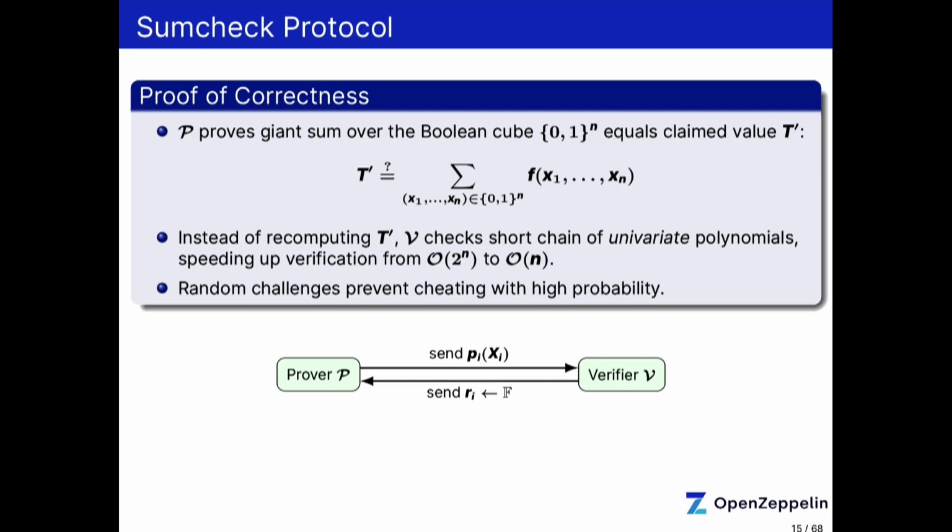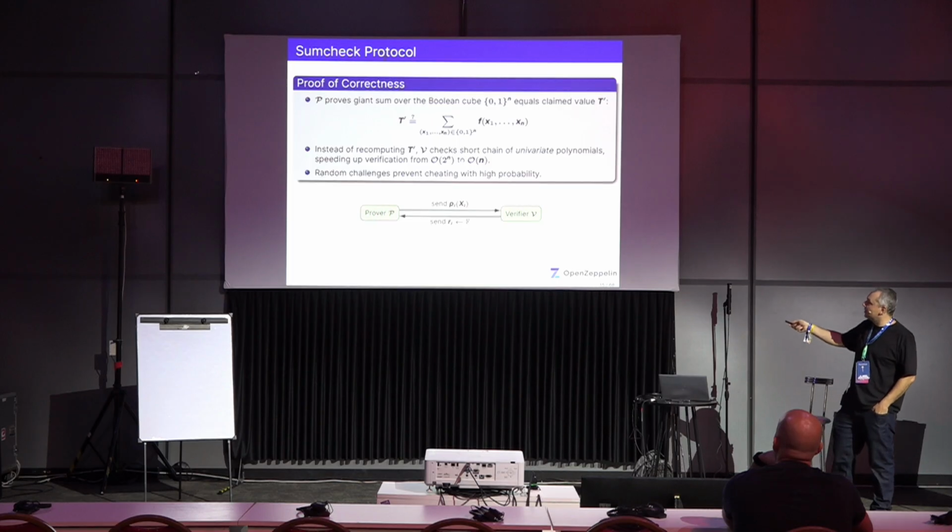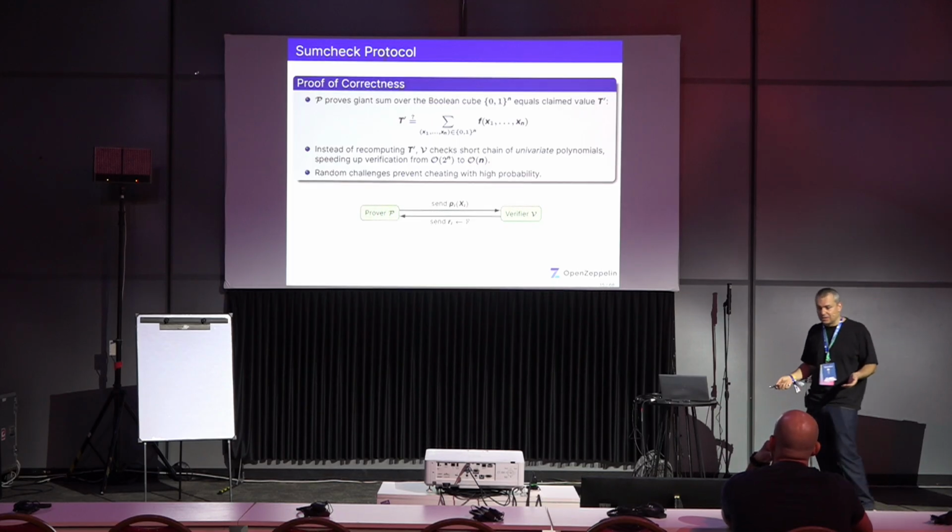So the prover says, okay, I have computed this t prime for you, and this is the proof that this is correct. So then the verifier engages in this Sumcheck protocol and verifies that, okay, indeed that's the correct result. So then his computation goes down from exponential, 2 to the n, to actually linear in the number of variables, which is a huge saving.